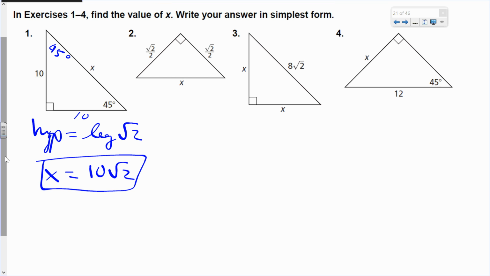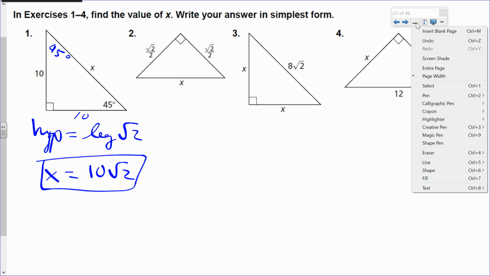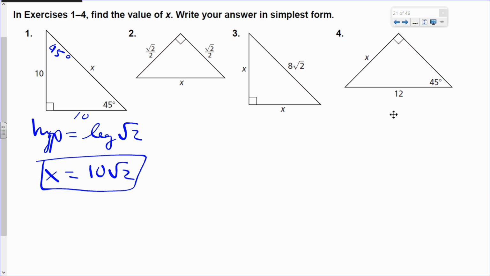Is number 2 a 45, 45, 90? Salazar, is it 45, 45, 90? Argument, please. Well, it has an X. That just makes it a right triangle. But I'm asking, is that a 45, 45, 90 right triangle, a special kind? Okay, important. Help her out. What's the argument? Legs are the same. That gives it away. There's your argument. The legs are the same.